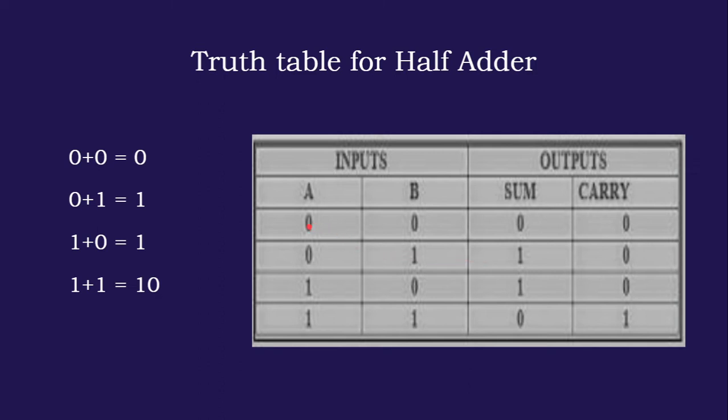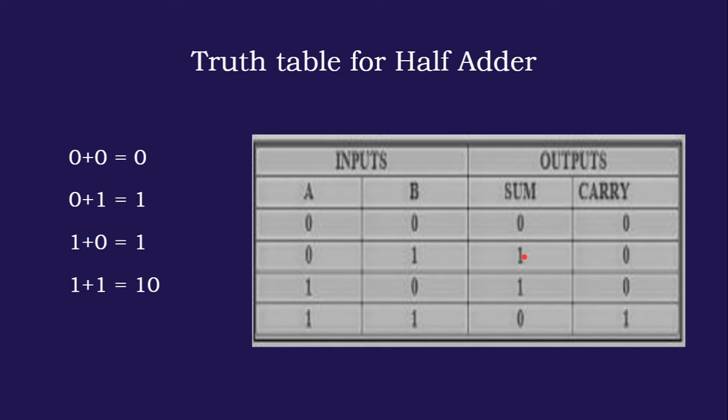So here 0 and 0, A and B are same, the sum is 0. And 0 and 1, the inputs are different, the answer is 1. 1 and 0, the inputs are different, the answer is 1. And 1 and 1, the inputs are same, the answer is 0. So here we can say in simple words, for an odd number of ones, the answer is 1.